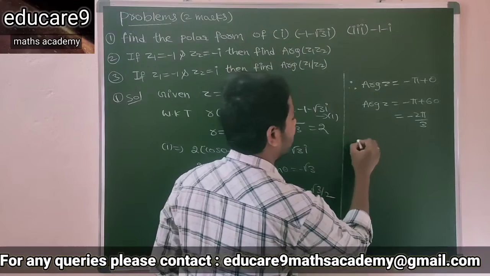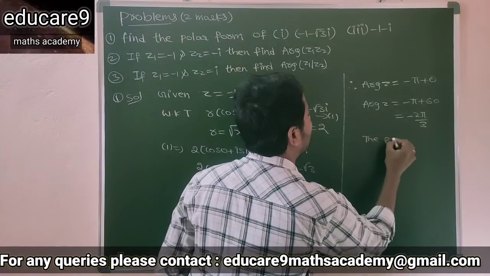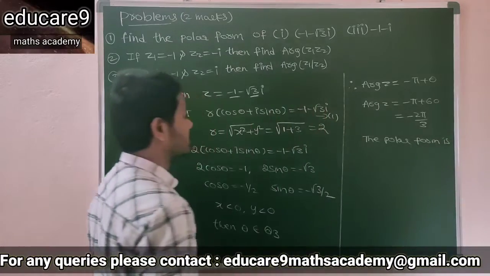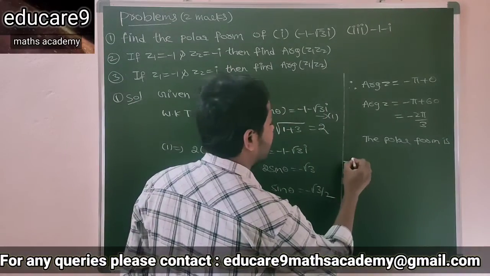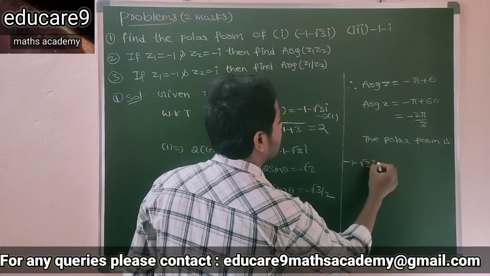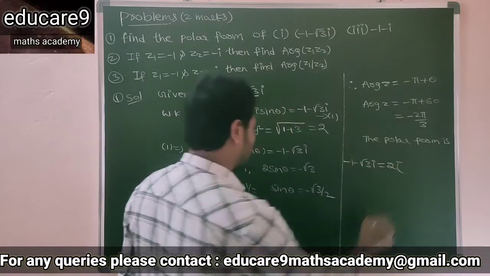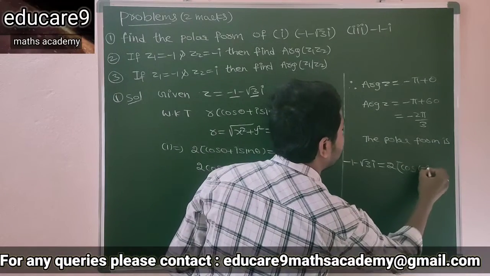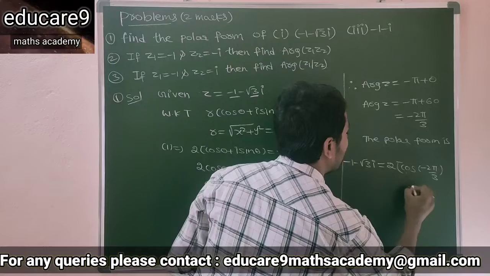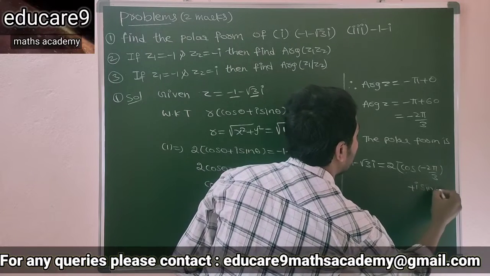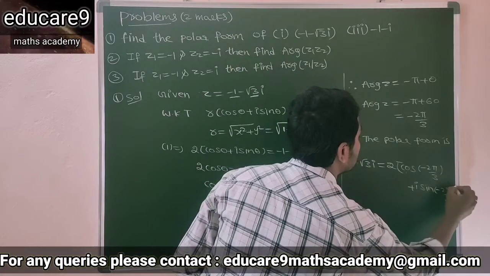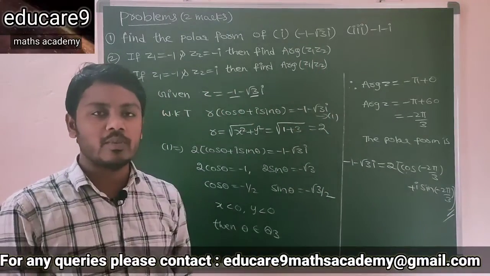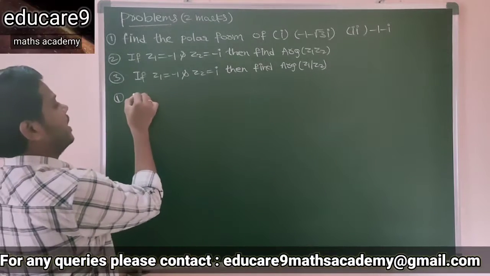So therefore the polar form is here: -1 minus root 3i is equal to 2 times cos of minus 2 pi by 3 plus i sin of minus 2 pi by 3. So this is the polar form of the given complex number. So see the next one.